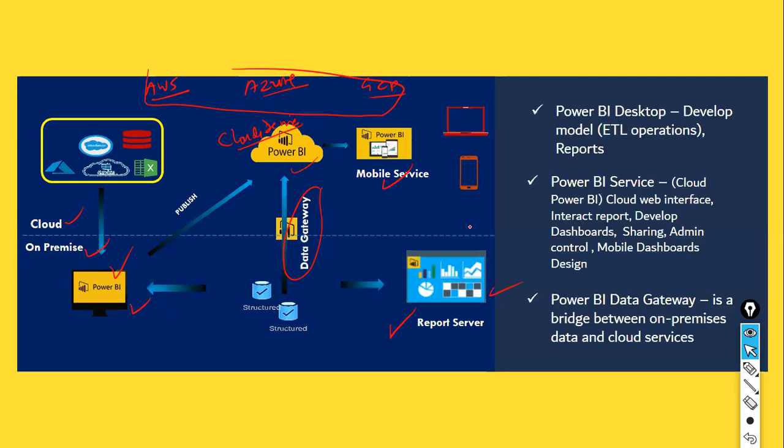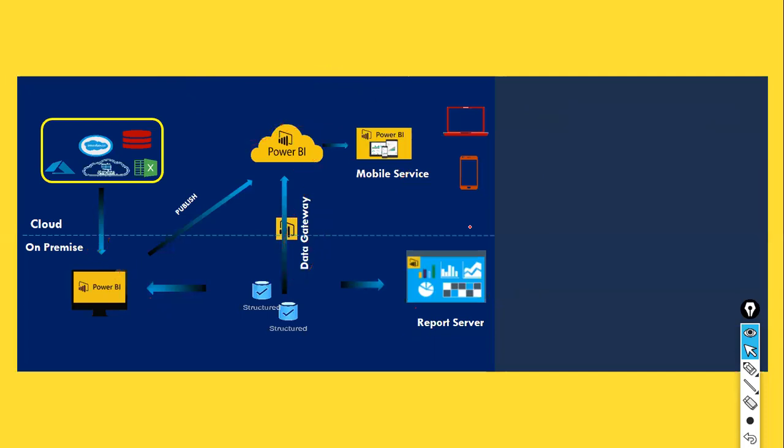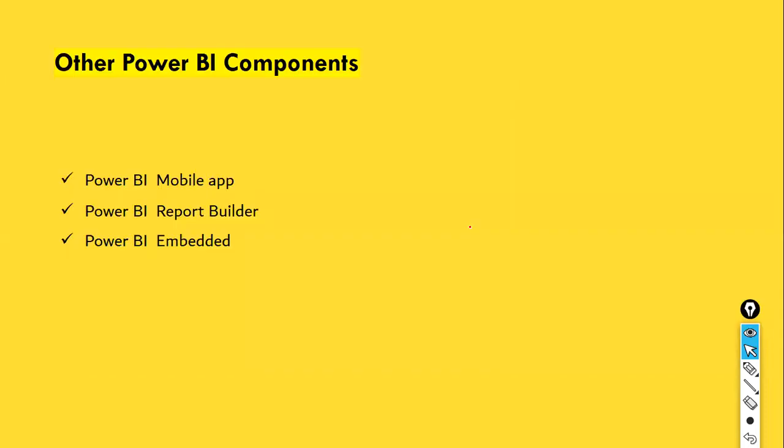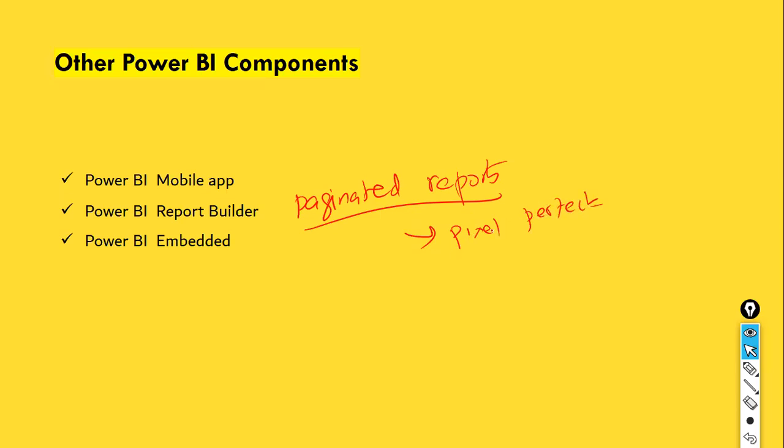And apart from the report server, there is something else called the report builder. The report builder is different from the report server. What is the report builder all about? With the report builder, you can create paginated reports. What do you mean by paginated reports? You can create pixel perfect reports. What do you mean by pixel perfect?